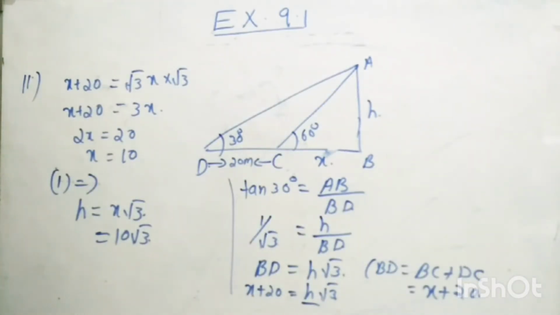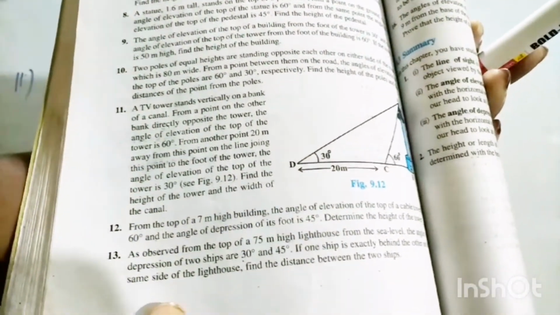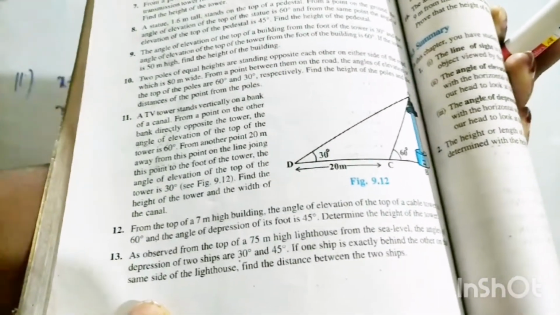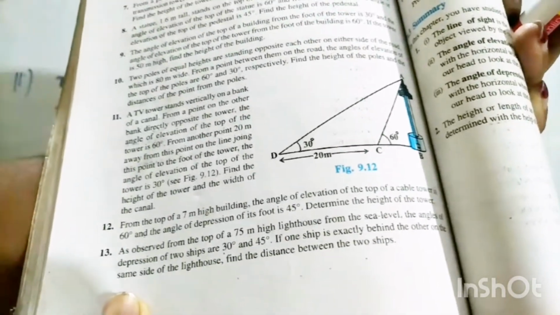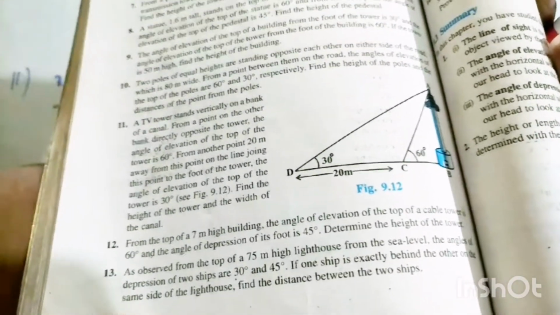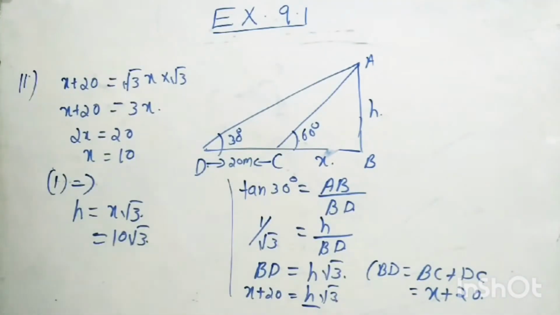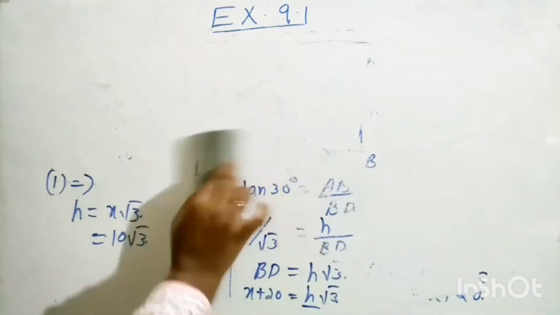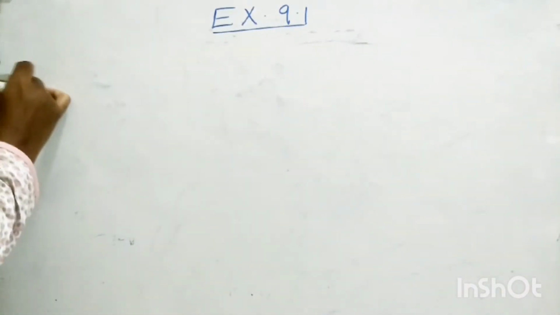Twelfth question. From the top of a 7-meter high building, the angle of elevation of the top of a cable tower is 60 degrees and the angle of depression of its foot is 45 degrees. Determine the height of the tower. We need to find the height of the tower.